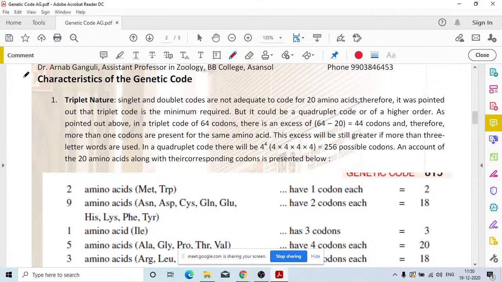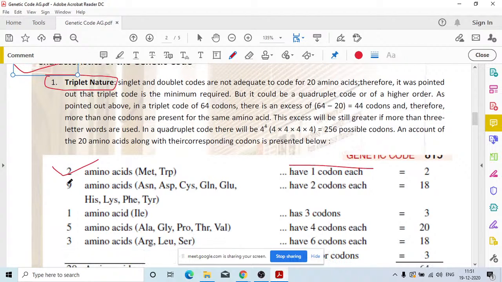Now, what are the characteristics of a genetic code? The genetic code has got a triplet nature. That is, it is read as 3 in 3. So, 2 amino acids, methionine and tryptophan, have 1 codon each.